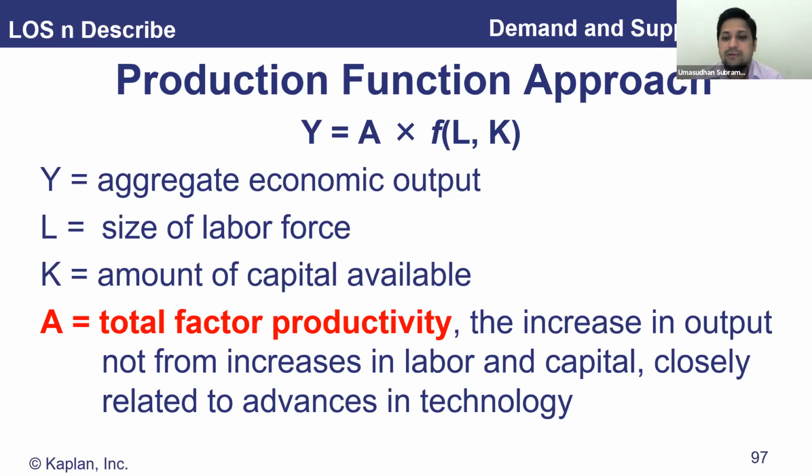But if you think about advanced economies, they already have highly capital intensive businesses, so they cannot change that and increase the GDP. Instead, the only way is they improve the technology, improve productivity, and achieve GDP growth. The total factor productivity is the increase in output not from increases in labor and capital, closely related to advances in technology. That is how you can improve A, which is the total factor productivity.